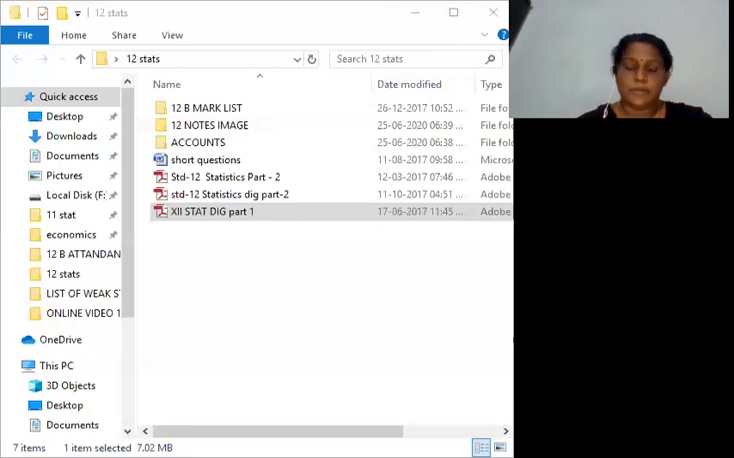Now 13th sum. The following results are obtained for a bivariate data. Particulars x and y. Number of observations 8. Mean, that is x bar is 100, y bar is also 100. The sum of the squares of deviation from mean.